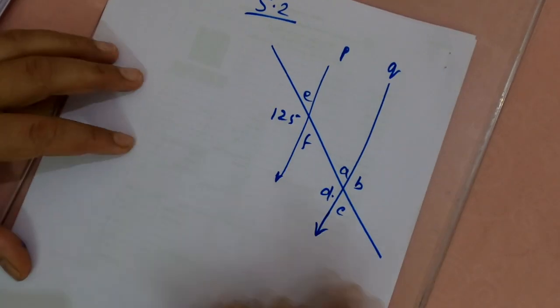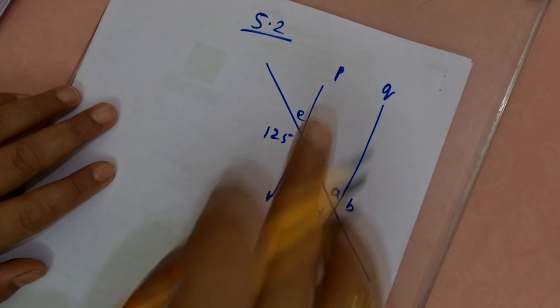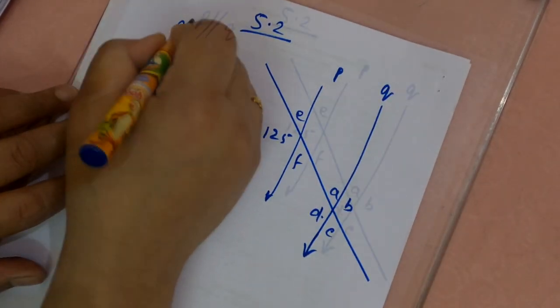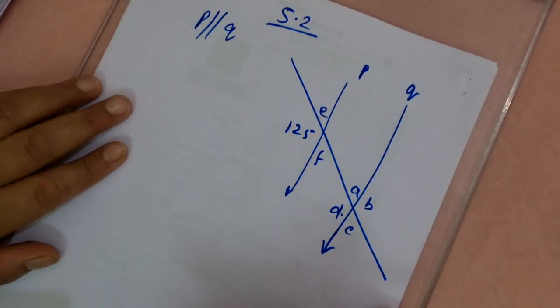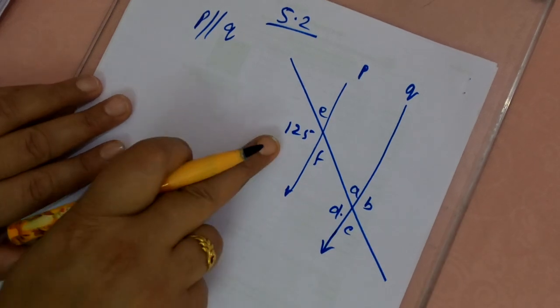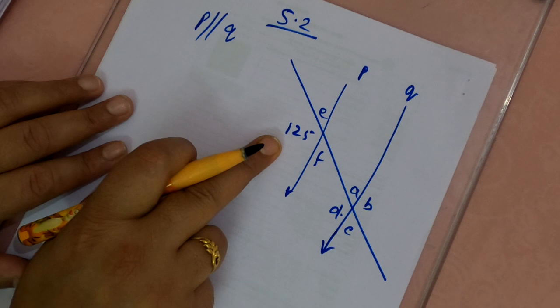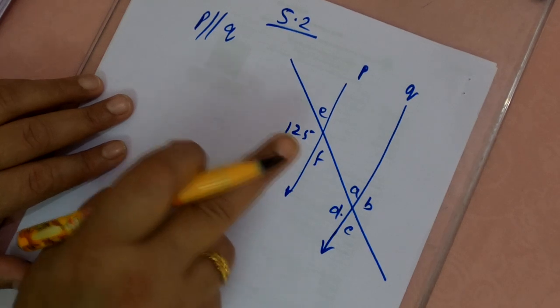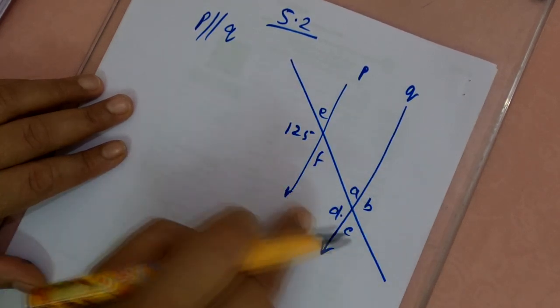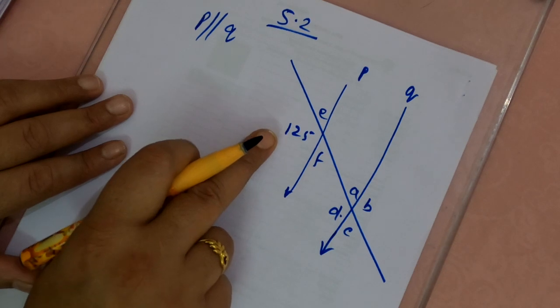Here is a question in which it is given that P and Q are parallel to each other and this line is a transversal. Clear? So only one angle is given to you. I have also previously told you that with the help of only one angle we can find out the remaining 7 angles. Now let us see how we can find them.